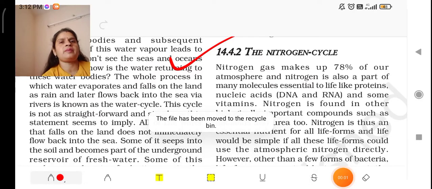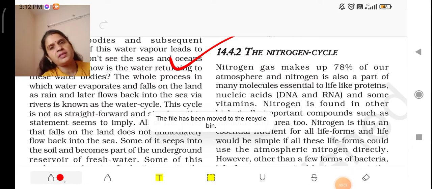Students, in the previous class we had a discussion about the biogeochemical cycle, correct? That was the cycle we covered in the previous lecture. Now today we will discuss the nitrogen cycle.